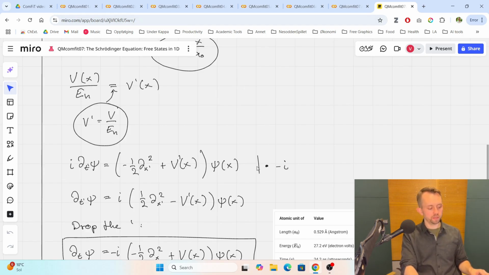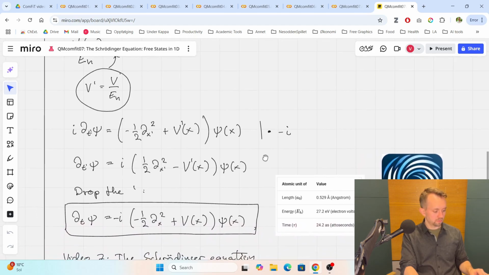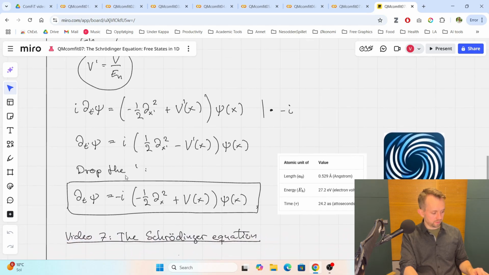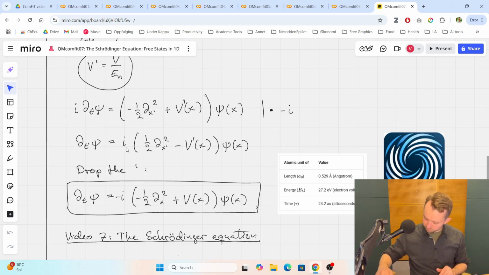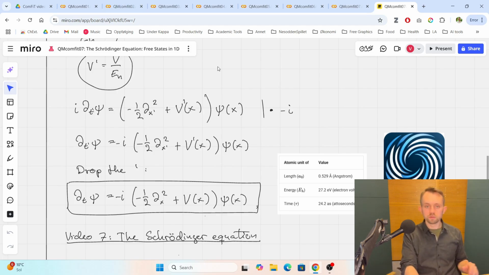Now, if I multiply this equation by minus i, I get this equation here. Now I've flipped the sign back and forth. I'm going to have the minus sign be here, and then I'm going to have it be like this for reasons that will make more sense.